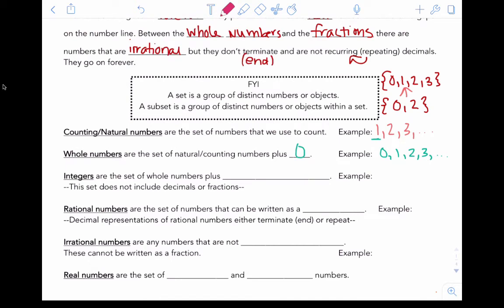All right, so I had my counting natural numbers. That's my smallest group. It is all the positive whole numbers. And then my next set, which is slightly bigger, is the whole numbers. So it's all of those counting natural numbers plus 0.